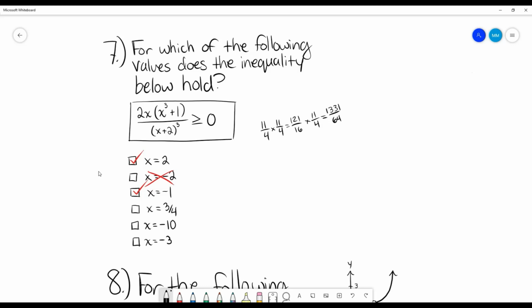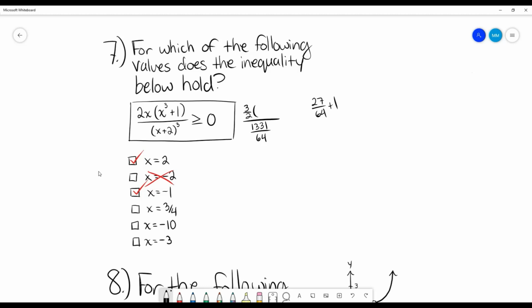There we go. Okay. So our denominator is 1031 over 64, or not over, but under. So 2 times our 3/4 is going to be 3/2 times 3/4 cubed, which is 9/16, 27/64. So 27/64 plus 1.